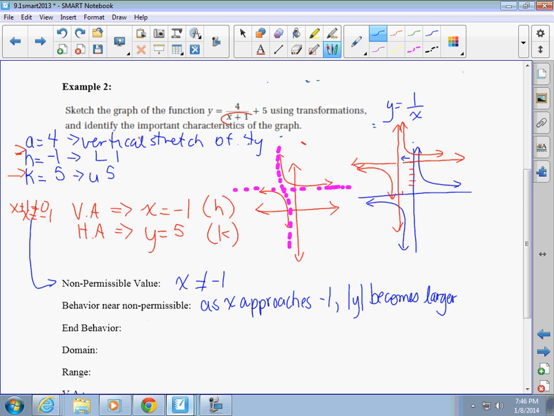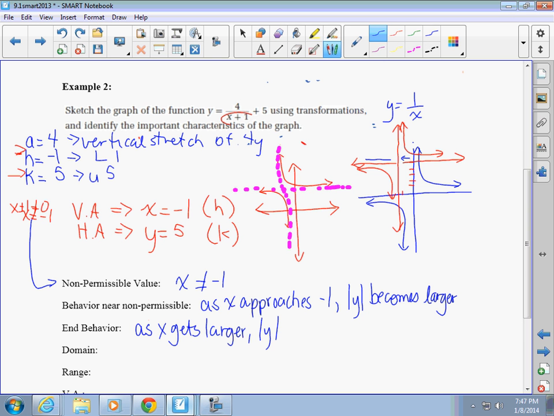What is my end behavior? So the end behavior is as x gets bigger, what happens to the absolute value of y? So as x is getting larger here, going across this way, x is getting larger. My absolute value of y gets close to 5. Okay? It's coming closer and closer and closer to 5.